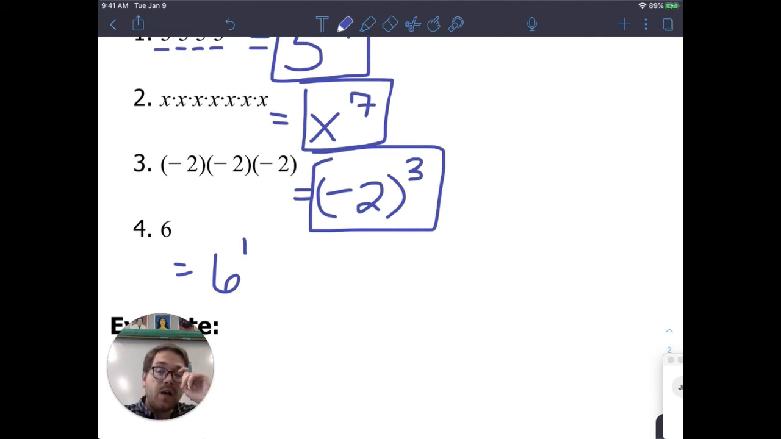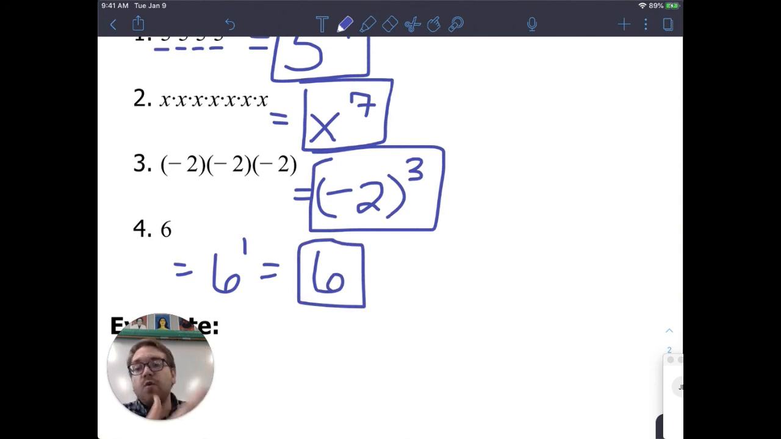But now here's the thing. When we just have to the 1st power, we don't really write that 1st power. We don't need to do that. So I would just write this as 6. So 6 in exponential form is just 6, because we don't normally write the 1 in the abbreviation form. We understand that there's only 1 6 there and it's not being multiplied with anything else.